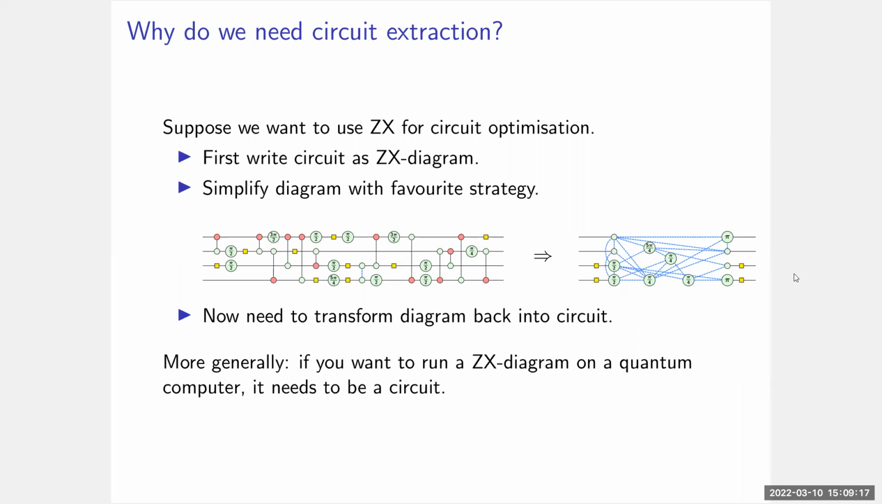More generally, what we're interested in is making the ZX diagram into something which can be run on a quantum computer. And so it can be a circuit. You might also think it can be something else, and I'll discuss a little bit about that later on. But first, let's just assume that the output we actually want is a quantum circuit so that we can then run it on a quantum computer. Okay.